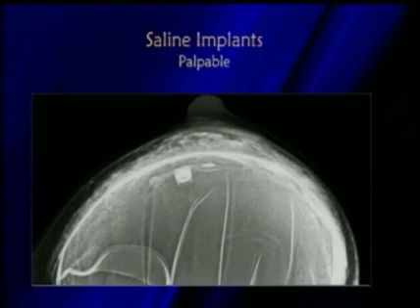Now, it's very common for patients with saline implants to present with a palpable lump. When they put these implants in, they try and put the fill port behind the nipple.